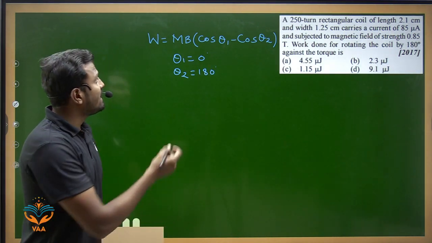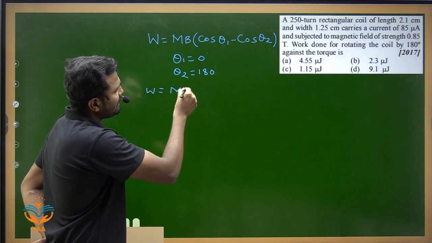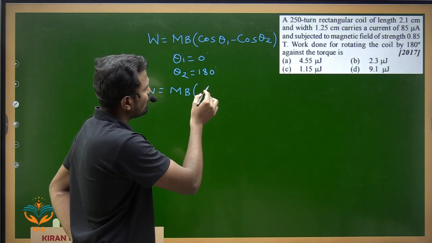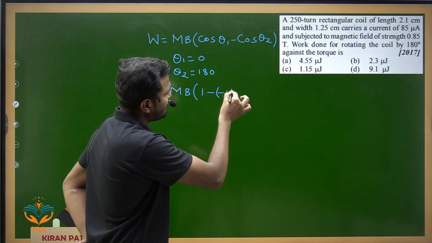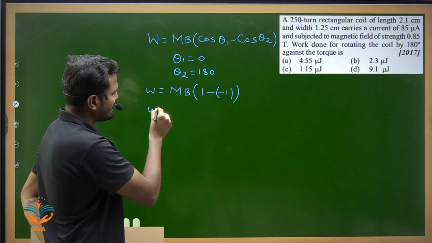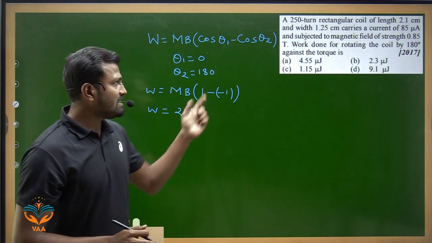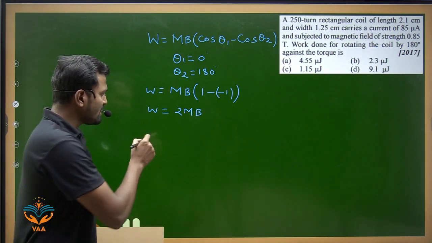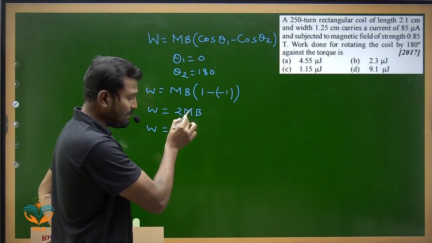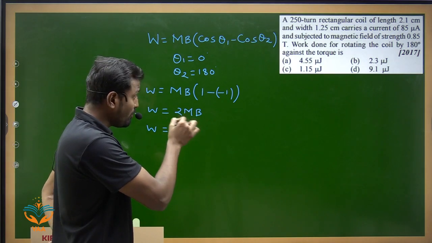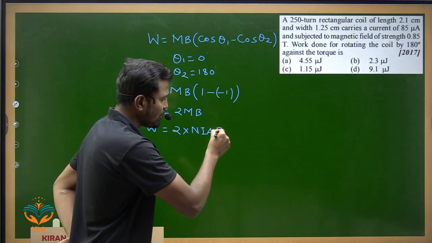If we simplify this, let us see what it becomes. Work done is equal to MB into cos 0. Cos 0 is 1 minus cos 180, which is minus 1, minus of minus 1. So if we simplify this, work done becomes equal to twice MB. Fine. But they have given the answer in numerical form, so we have to simplify this. So further we can write 2 into M. M is the dipole moment. So it is NIA into B.